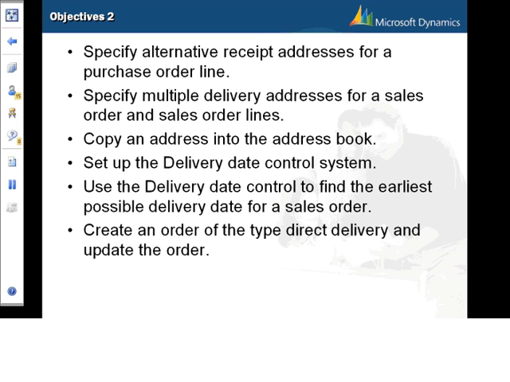Specify alternative receipt address for purchase order line. Specify multiple delivery addresses for a sales order and sales order lines. Copy an address into the address book. Set up the delivery date control system. Use the delivery date control system to find the earliest possible delivery date for a sales order. Create an order of the type direct delivery and update the order.